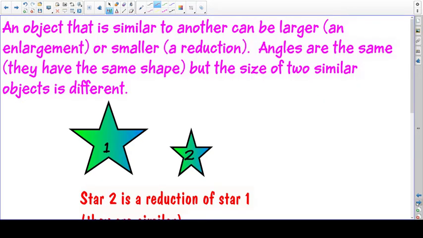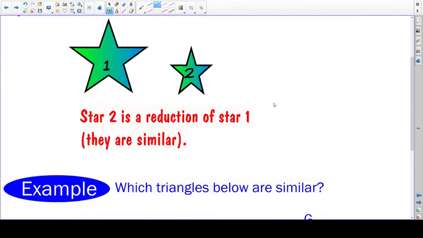And here we go, we just see it reworded. An object is similar to another object if it's larger or smaller. If it's larger, we call it an enlargement. If it's smaller, we call it a reduction. Angles are the same, so therefore they have the same shape, but the size of two similar objects is different. So we see here that star 2 is a reduction of star 1. They're similar, except the second star is just smaller.